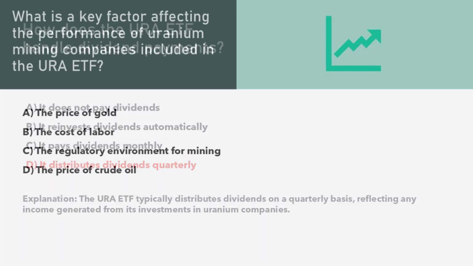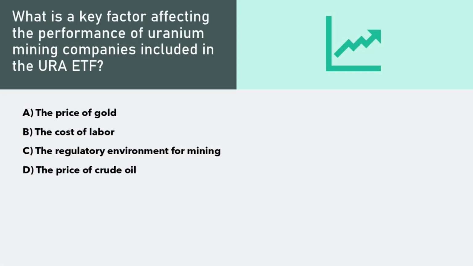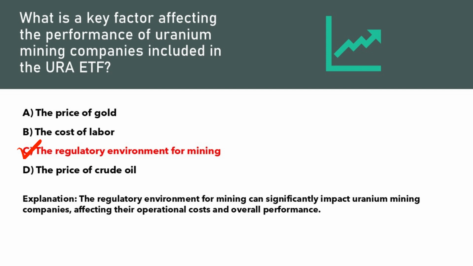What is a key factor affecting the performance of uranium mining companies included in the URA ETF? Answer: C. The regulatory environment for mining. Explanation: the regulatory environment for mining can significantly impact uranium mining companies, affecting their operational costs and overall performance.